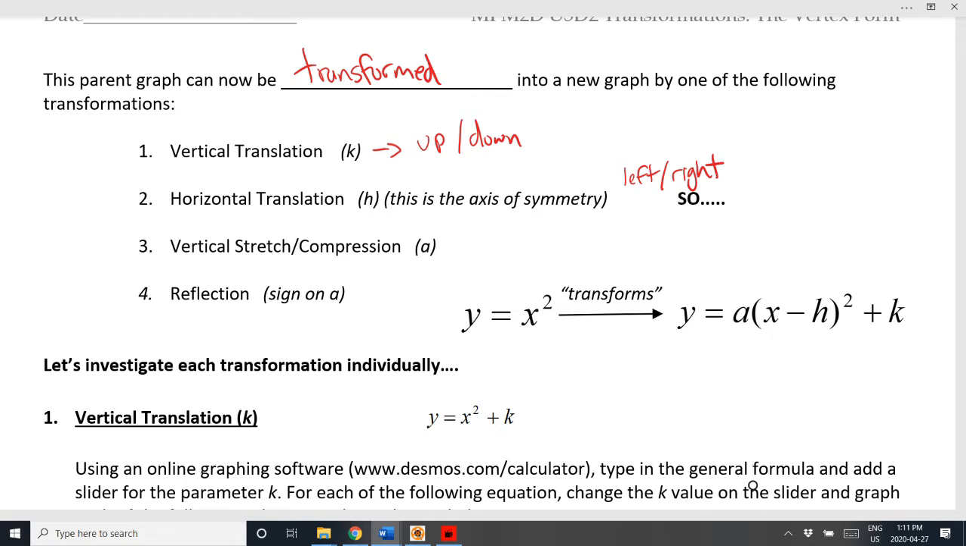A vertical stretch and compression, so we saw these ones yesterday, and we saw it could be reflected if a is negative, on the x-axis, which is part 4, reflection on the sign of a. So if it's negative, it can be reflected up and down. So it's positive or negative. Negative is reflected on the x-axis. Positive, it just remains opening upward.